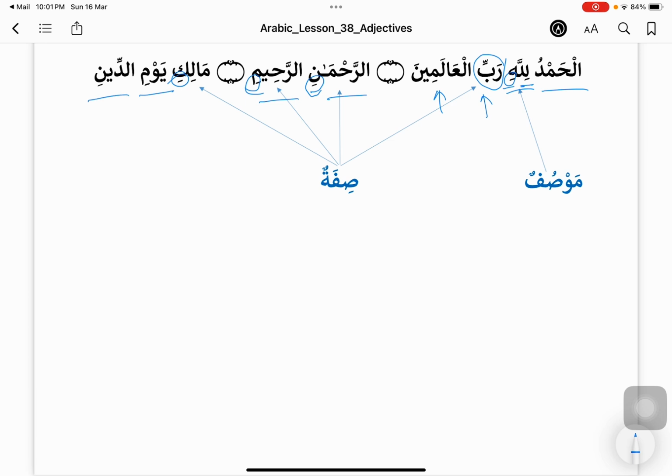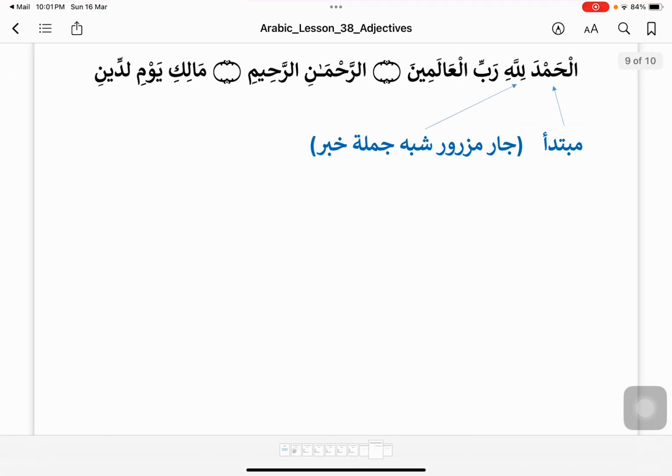Maliki Yawmiddini. So Maliki again is the owner. So here we have 1, 2, 3, 4 sifa. Maliki is mudaf and al-yawmi is mudaf ilayhi, and it is also mudaf, and ad-dini, owner of the day of judgment. So possessive case, right? Owner of the day of judgment. Okay, so let's try to look at this sentence a little bit more. This is one sentence. Alhamdulillahi Rabbil Alameen Ar-Rahman Ar-Rahim Maliki Yawmiddin.